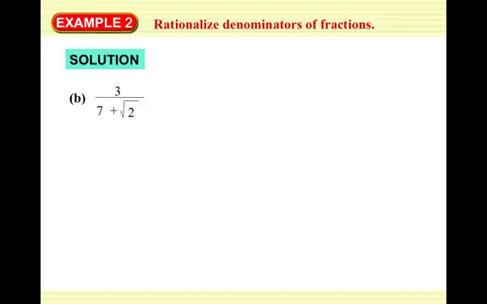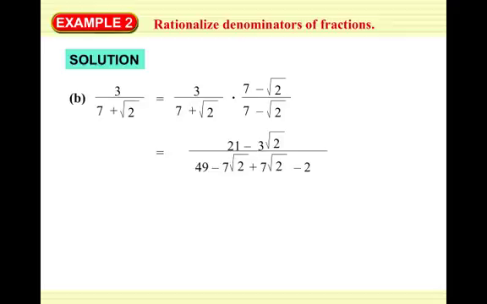Okay, so if I've got 3 over 7 plus square root of 2, I'm going to multiply on top and bottom by the conjugate of 7 plus square root of 2. So I'm going to multiply on top and bottom by 7 minus square root of 2. So on top, I'm just going to distribute that 3. 3 times 7 is 21. And then minus 3 times square root of 2 is 3 square root of 2.